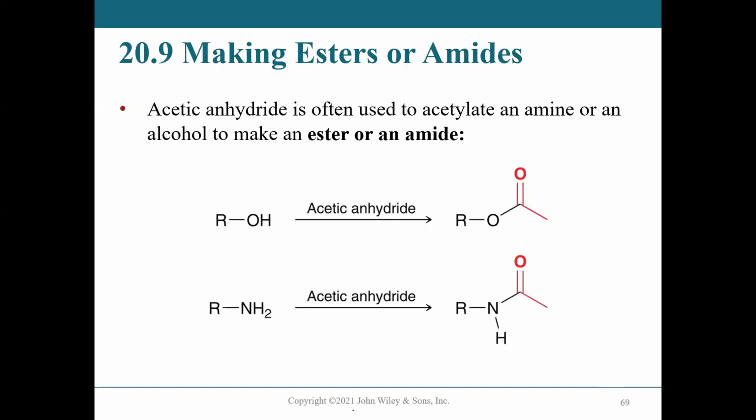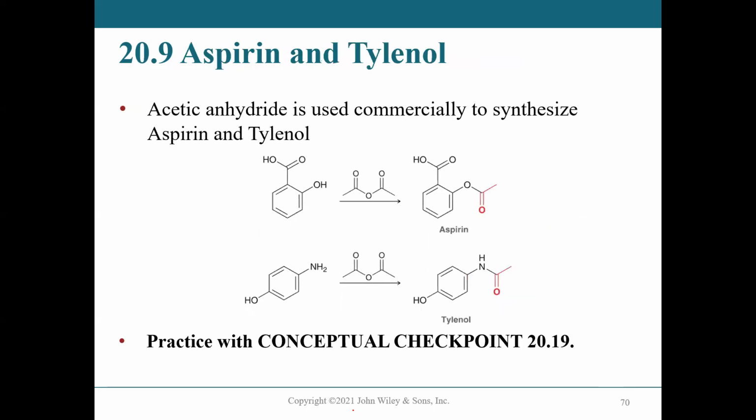Acetic anhydride is often used to acetylate an amine or an alcohol to make an ester or amide. Acetic anhydride is commercially used to synthesize aspirin and Tylenol. And aspirin is prepared from salicylic acid, a compound found in the bark of the willow tree that has been used for its medicinal purposes for thousands of years.